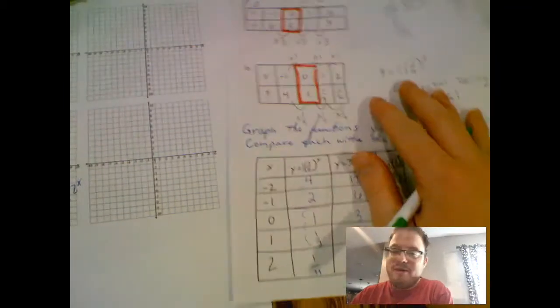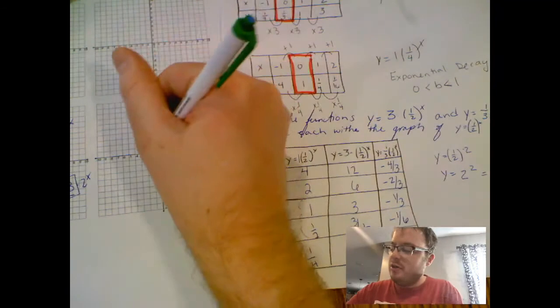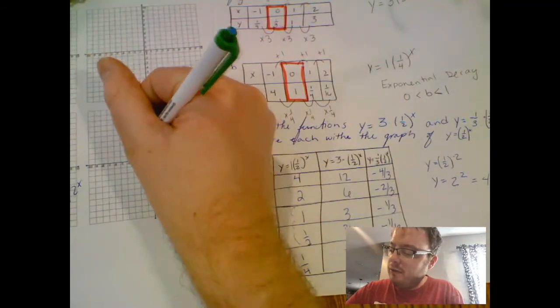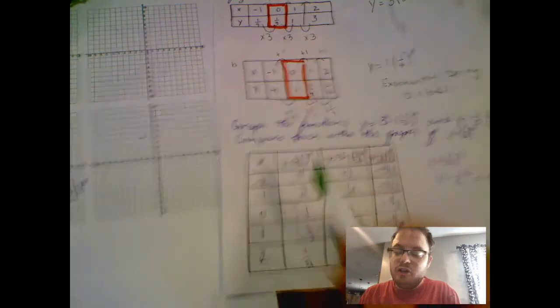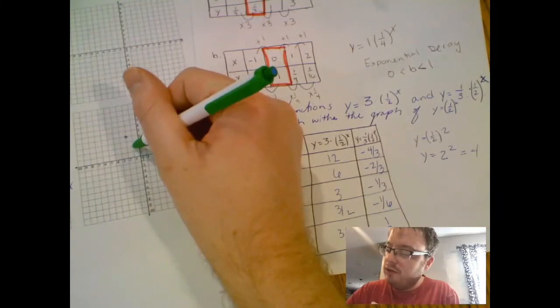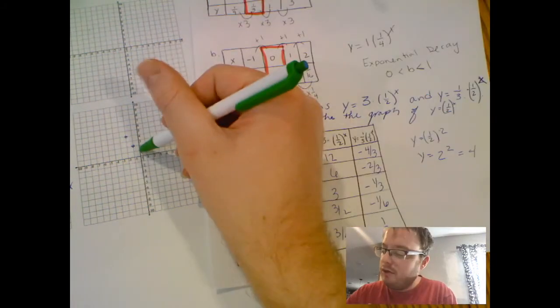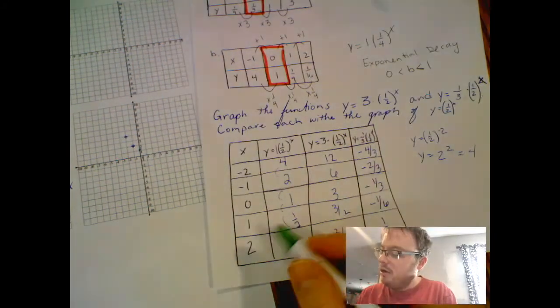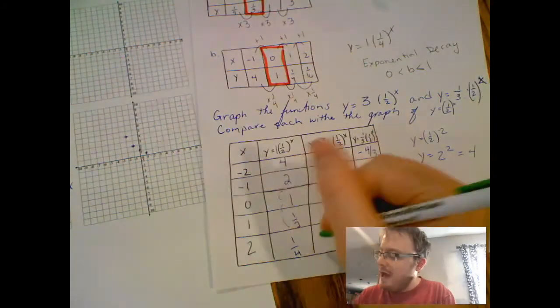So my first point in my first graph is negative 2, 4. So negative 2, 4. 1, 2, 3, 4. Next point is negative 1, 2. Next point is 0, 1. Next point is 1, 1/2. And then 2, 1/4.